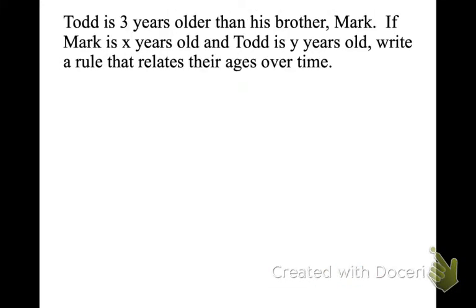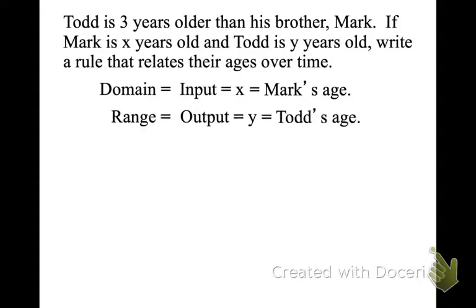Makes $160. All right. Todd is 3 years older than his brother, Mark. If Mark is X years old and Todd is Y years old, then write a rule that relates their age over time. So X is our domain, and it's Mark's age, and Y is our range, or our output, and that's Todd's age.